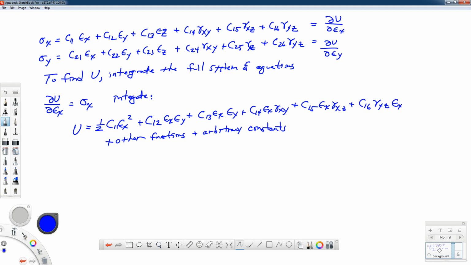Now, the arbitrary constants really don't matter for us. When we go to find our stresses, we're taking partial derivatives, and those constants will go away. Now, the other thing to keep in mind is that when we do take the partial derivative of this U that we just found, with respect to epsilon y, we need to get sigma y out of it.